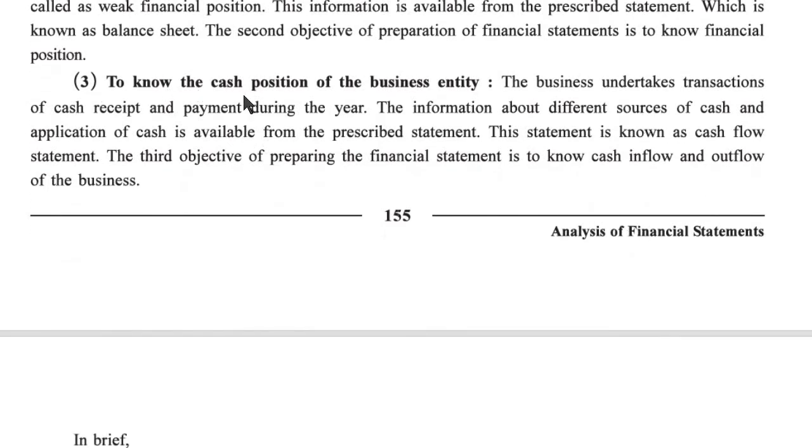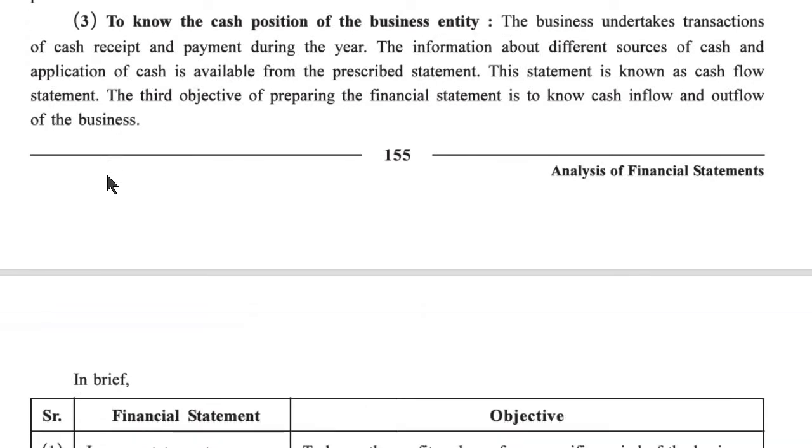Third one, to know the cash position of the business entity. The business undertakes transactions of cash receipts and payments during the year. The information about different sources of cash and application of cash is available from the prescribed statement. This statement is known as a cash flow statement. The third objective of preparing the financial statement is to know the cash inflow and outflow of the business, meaning whether there is any expenditure or income.